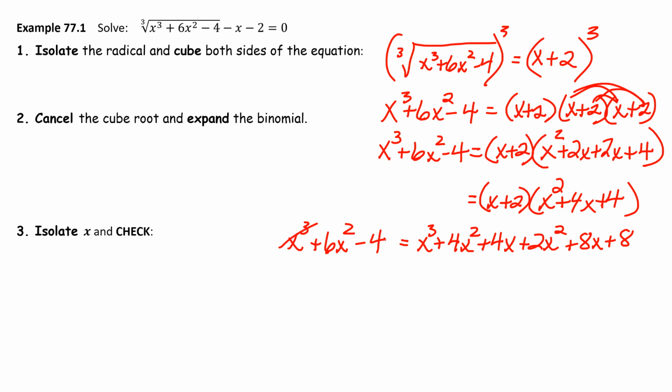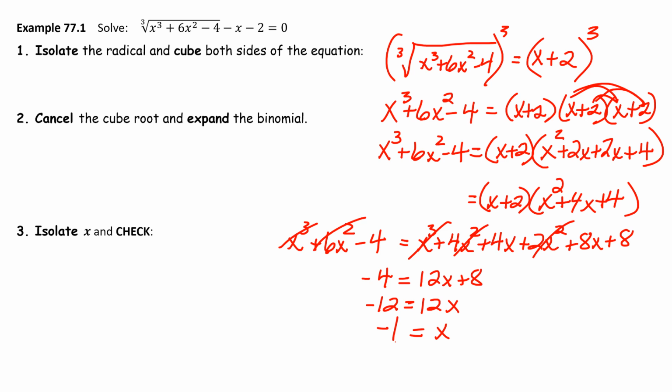And now you see you can cancel the x cubed. You've got 4x squared and 2x squared on the right side of the equation, and you have 6x squared on the left side, so you can cancel those because that's the same. All right, you've got a negative 4 on the left side, so we'll go ahead and add our like terms on the right side. So negative 4 is equal to 12x plus 8, and if you subtract 8 on both sides, you're going to get negative 12 is equal to 12x, which means that x is negative 1.